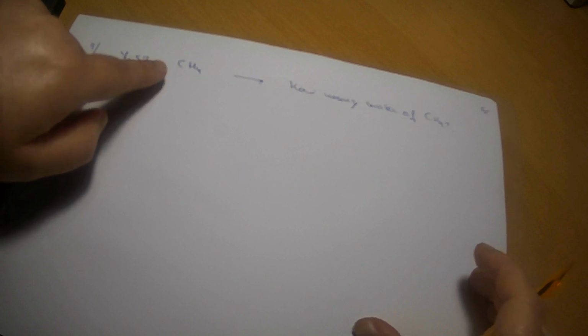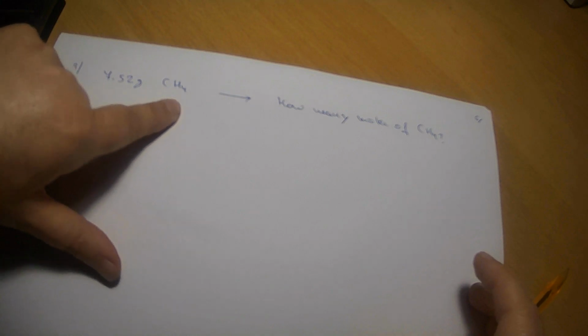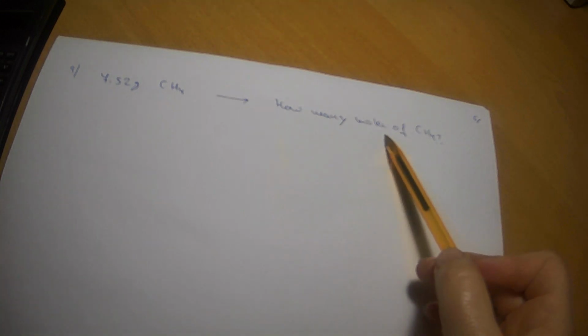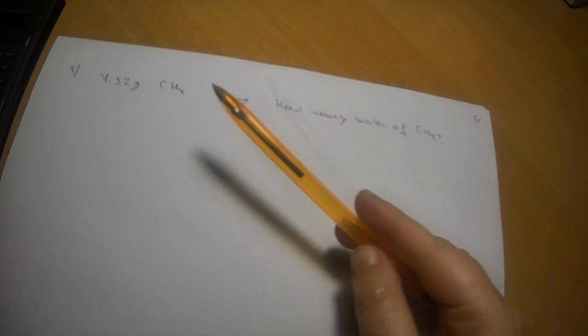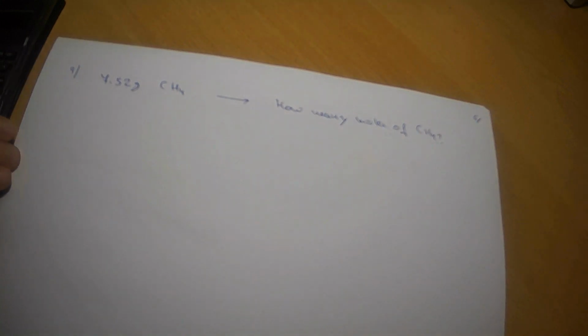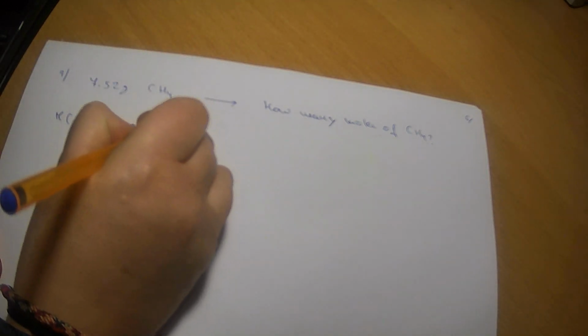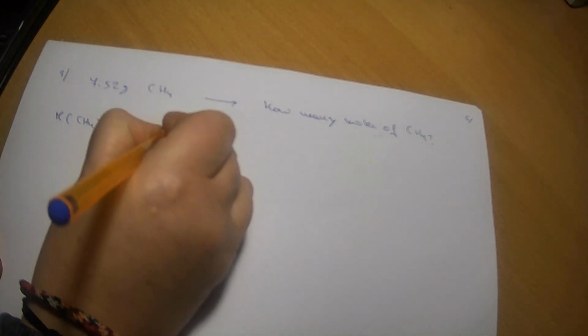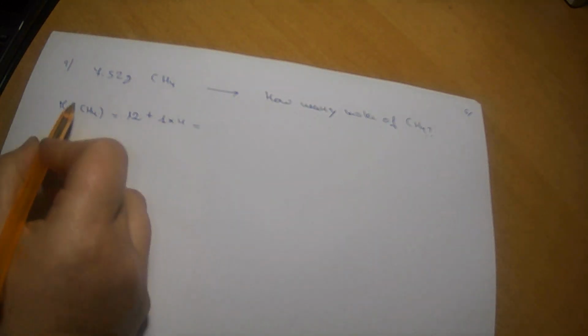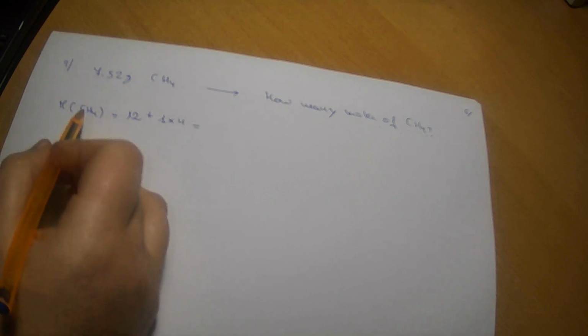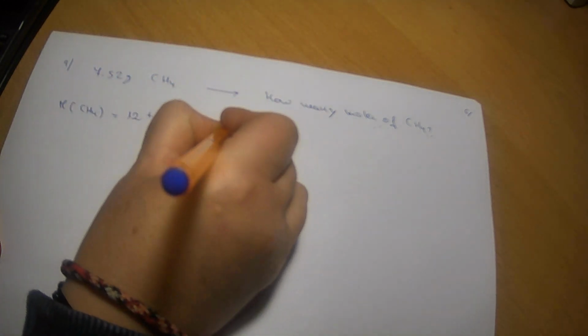Bueno, and lastly, number 9. We have 7.52 grams of methane. Remember that the formula of methane is CH4. And the question is, how many moles of methane do we have? This is very easy, because you only have to relate grams and moles. You have to calculate the molecular mass of methane. Remember that the atomic mass of carbon is 12, and the atomic mass of hydrogen is 1, but you have 4. Then the molecular mass or the molar mass of methane is 16 grams per mole.